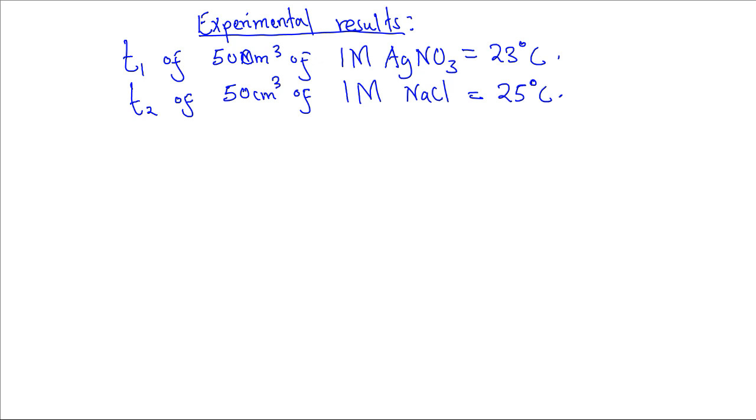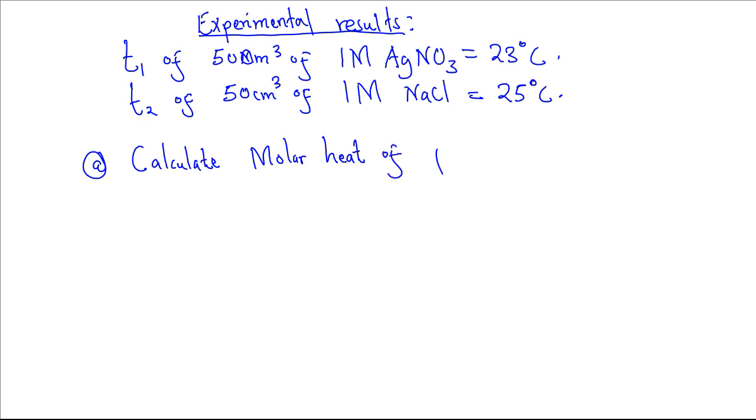We want to use this data to first calculate molar heat of precipitation. Given that our T4, which is the final temperature, is equals to 28 degrees Celsius as the temperature of the mixture.